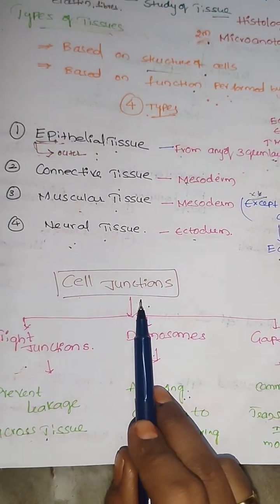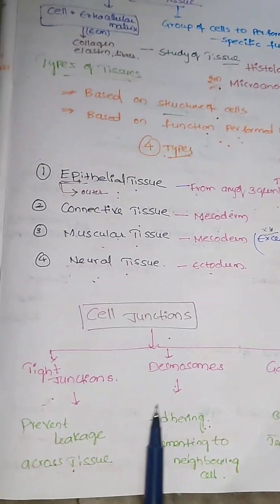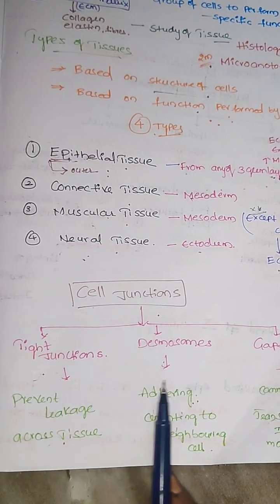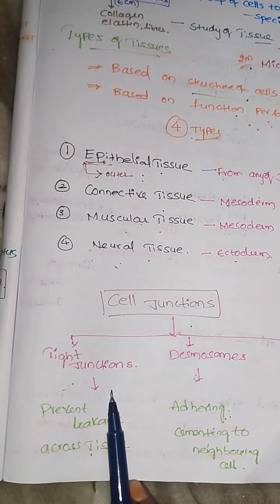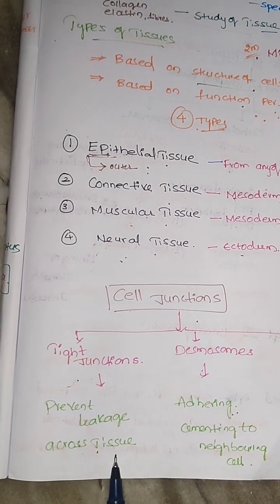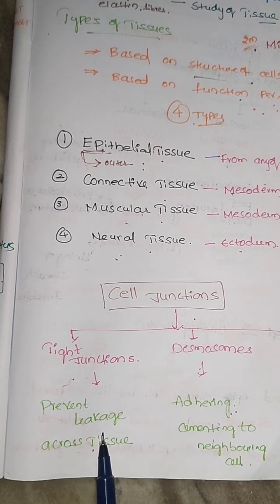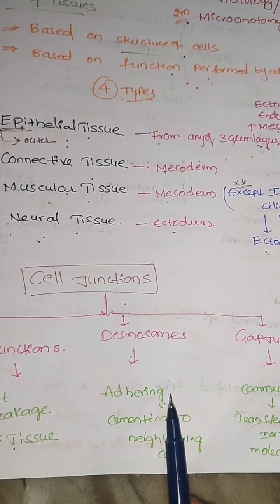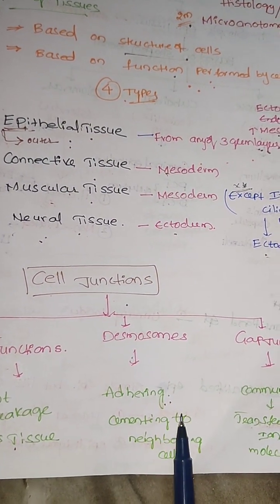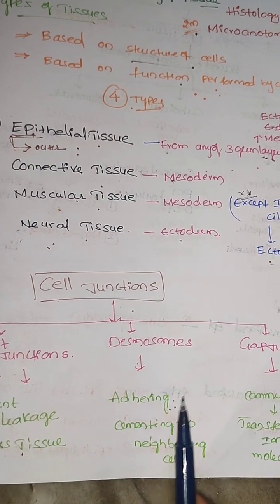Then cell junctions in the epithelial tissue. Here we have 3 types of junctions: tight junctions, desmosomes, gap junctions. The name itself indicates that tight junctions prevent leakage across the tissues. They bind the tissues tightly to prevent the leakage. Desmosomes mean anchoring or adhering to the tissues. They connect to the neighboring cells, just like roots in a plant.